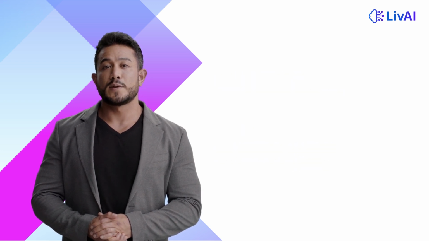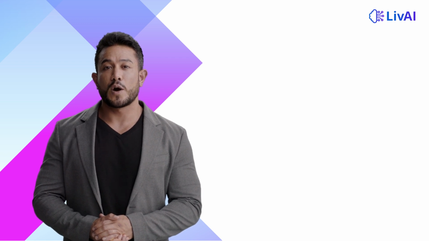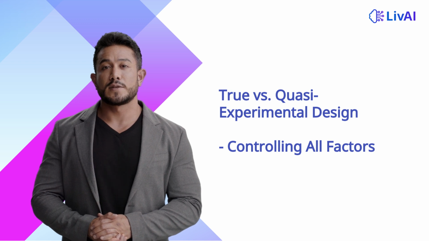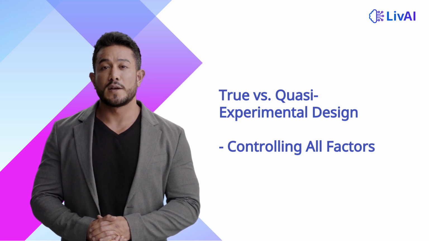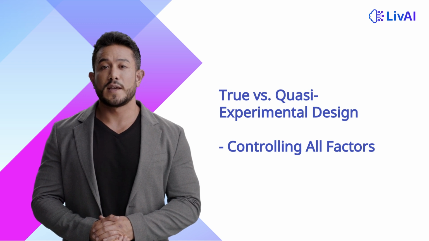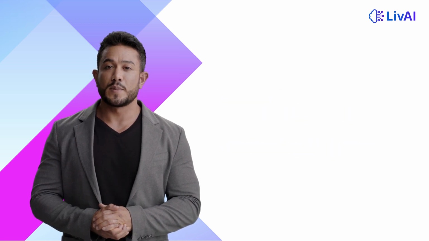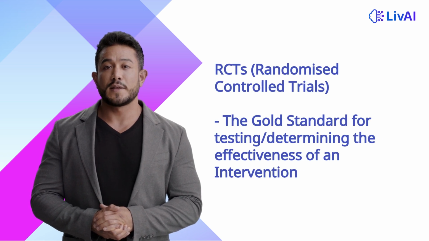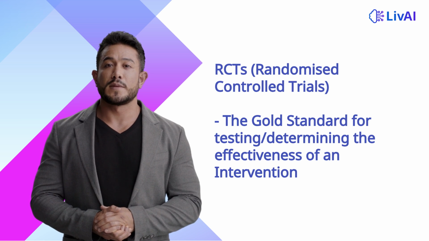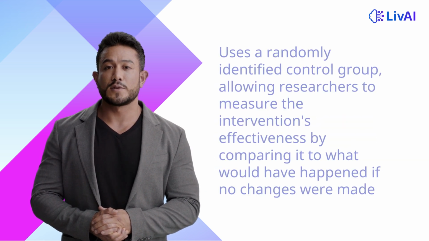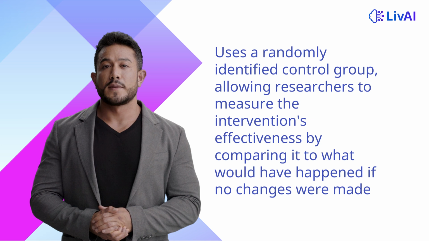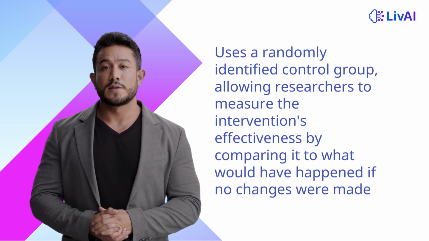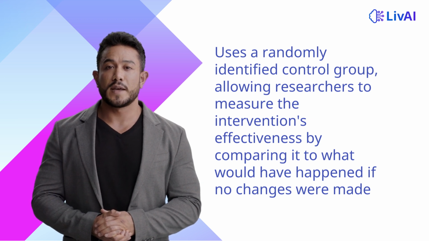A true experimental design requires complete control over all factors, including the experimental stimulus and any disturbance factors. If total control is not possible, the research is referred to as a quasi-experimental design. Randomized controlled trials, RCTs, are the gold standard for determining the effectiveness of an intervention. What sets RCTs apart is the use of a randomly identified control group, allowing researchers to measure the intervention's effectiveness by comparing it to what would have happened if no changes were made.